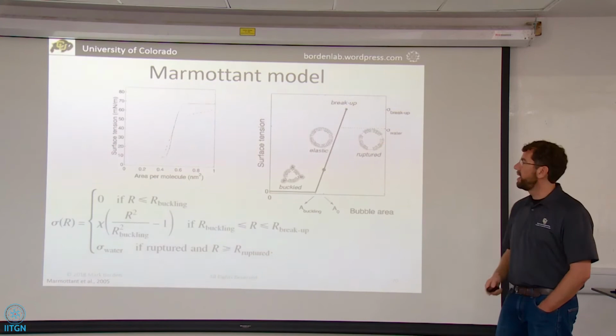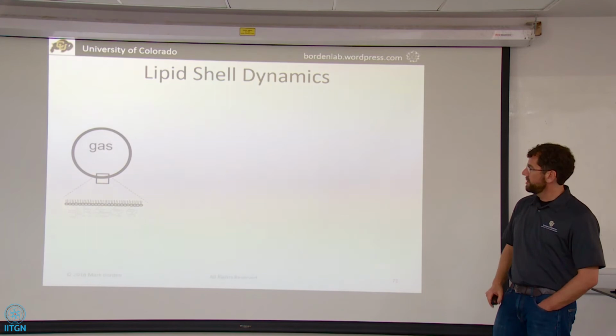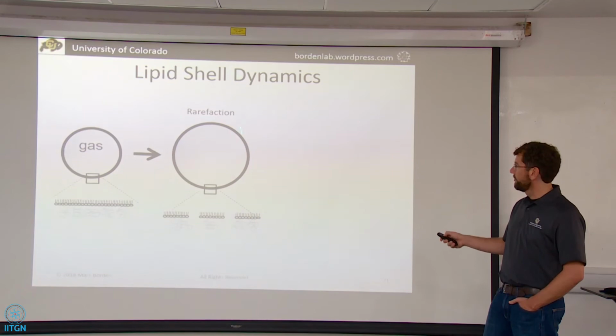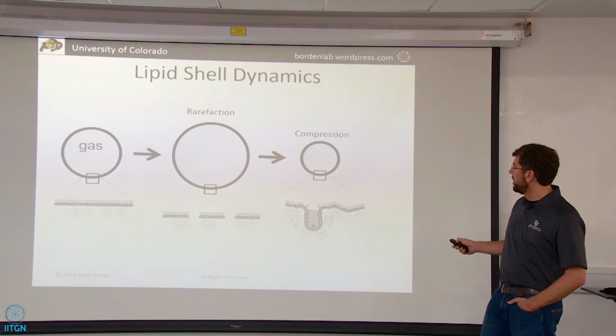It's just about modeling and adding extra parameters. So here's a more simplified schematic. You initially have a bubble, it's got a uniform continuous monolayer. When you expand it, that monolayer cracks and fragments. And then when it hits its initial size, it can reform, reseal. Okay? But then during compression, it's inextensible.